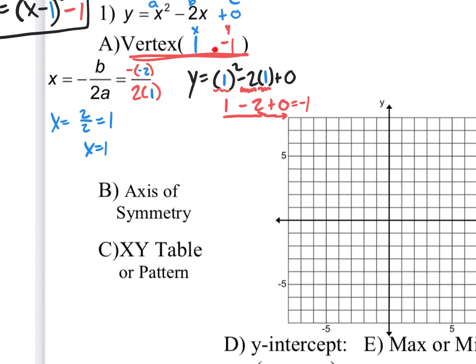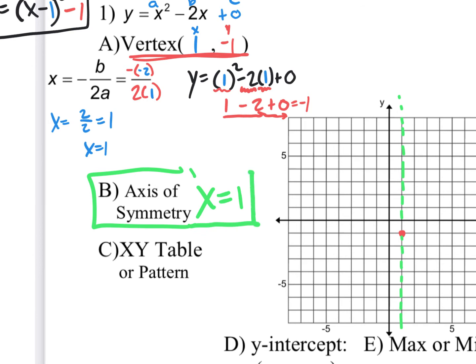We already know the vertex. Let's actually graph it. 1, -1. 1, -1 is right here. After that, we usually draw the axis of symmetry. That's this green vertical dotted line crossing right through that vertex. What is the equation of that vertical line? X equals 1. We have to say x equals. That's the only way to get a vertical line, and it will always be the x value of your vertex.